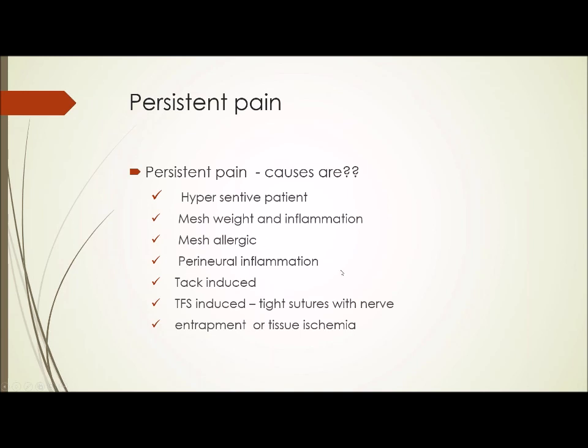Perineural inflammation. The transfascial sutures that you applied were very tight. They should be just tight enough. They should not be loose. They should not be tight. So loose or just tight sutures. The tacker was such that it went and impinged onto a nerve ending. So tack induced can lead to a prolonged pain.